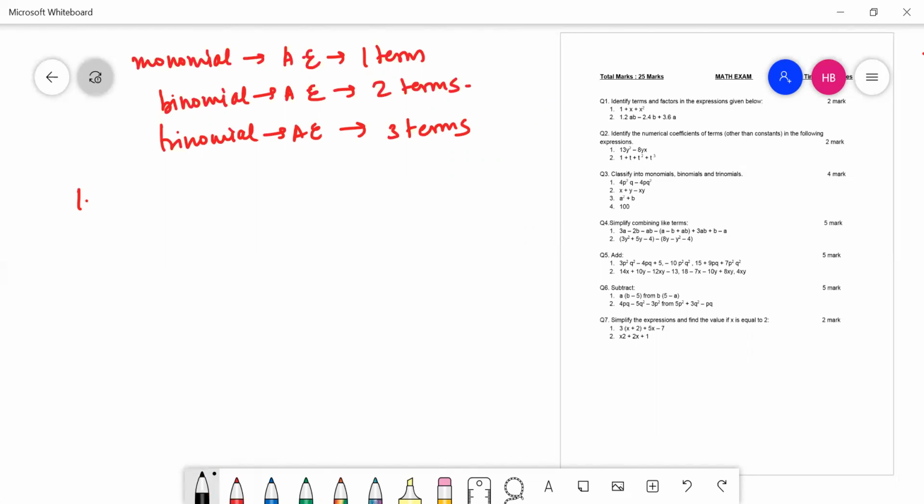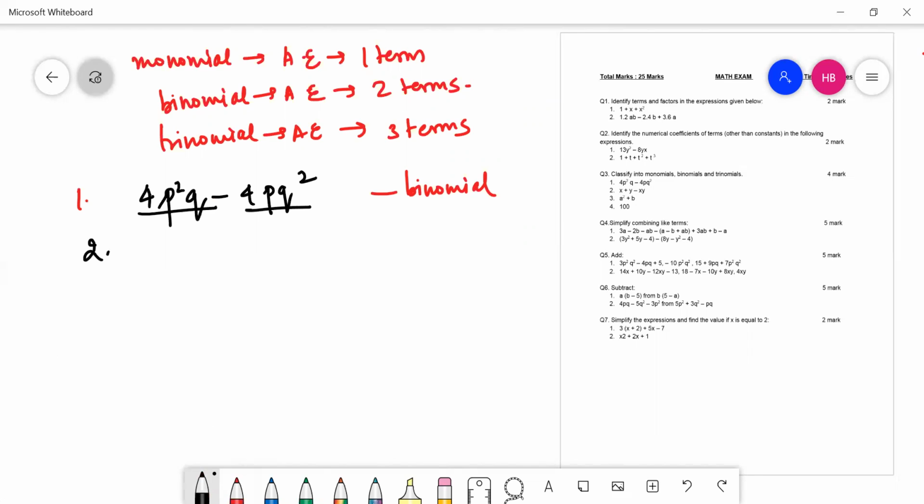In my first question, it is 4p square q minus 4p q square, right? When I look at this question, I could see that there are only two terms here, so that's why it's a binomial. Okay, let's go to the second question.